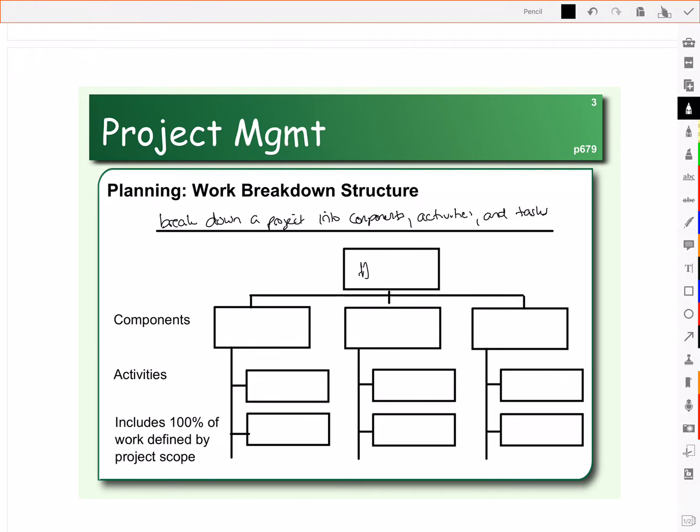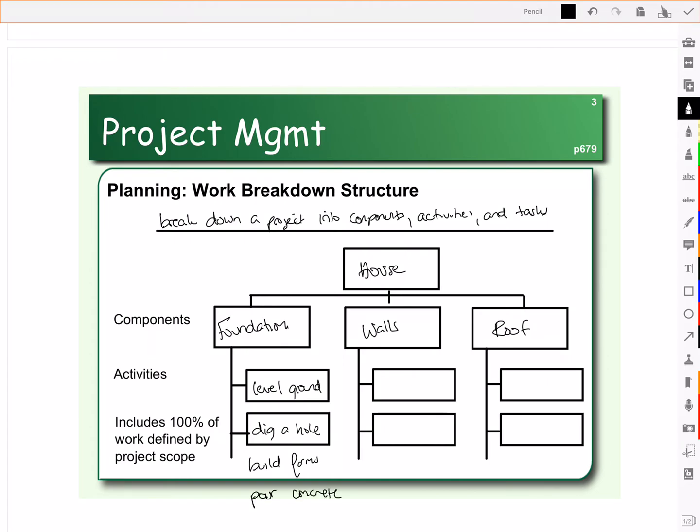So let's suppose, for example, that the project we are doing is we're building a house. So the components then are the parts of a house. So we would need, for example, a foundation, we would need walls, a roof, and then the activities are what we would do in order to create the foundation. So for example, we might need to level the ground, we need to dig a hole, we could keep going, we need to build forms, we need to pour the concrete. So here are the different parts of that component that makes up the bigger project, which is to make the house. So what we're doing is we're taking the work and we're breaking it down into its pieces.